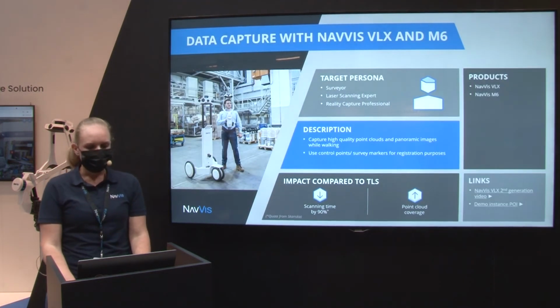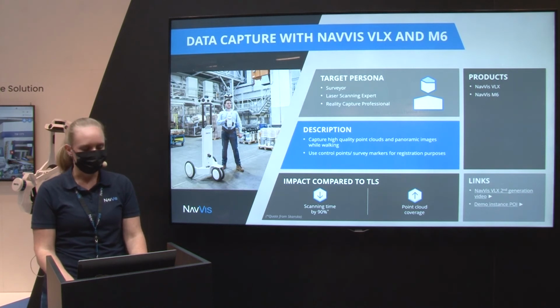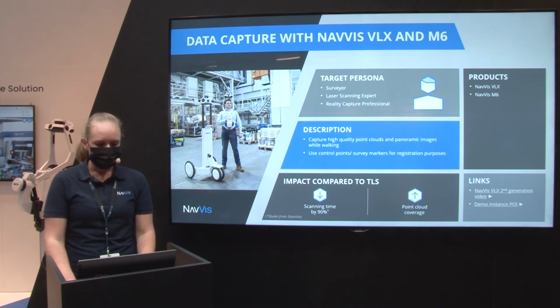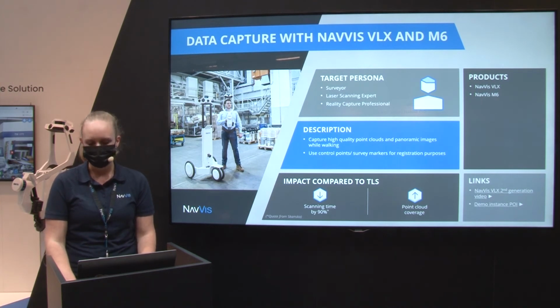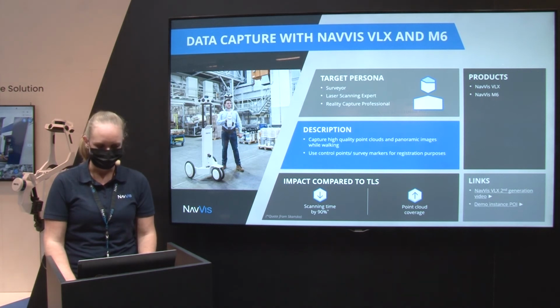So let me quickly summarize this use case again in this slide. Another additional feature I would like to mention is the usage of control points and survey markers for optimization, alignment, and georegistration. And the impact compared to TLS is that you can reduce your scanning time up to 90%. And doing that, you can, of course, increase the point cloud coverage, so decrease occlusions in the point clouds due to many thousands of perspectives doing mobile mapping.